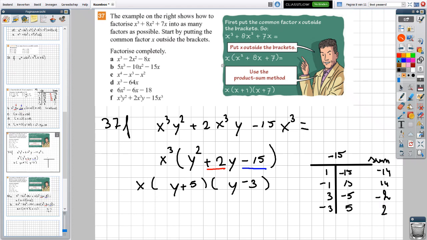And then you see that I have to use this one here for exercise F, because the sum must be positive 2, and minus 3 times 5 is minus 15.